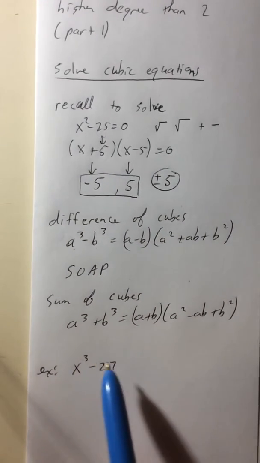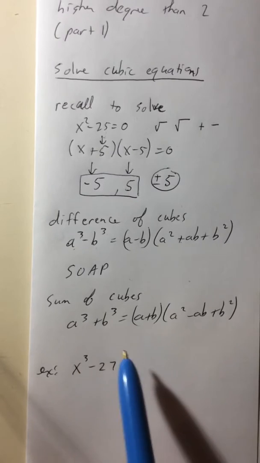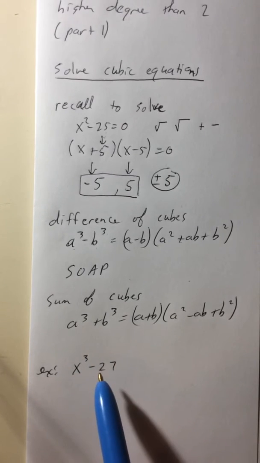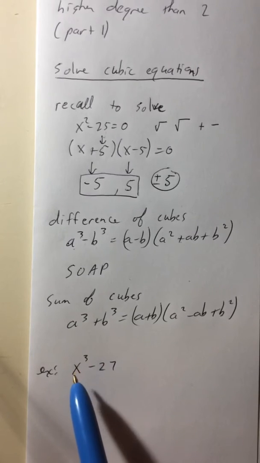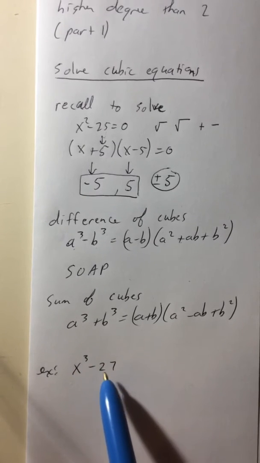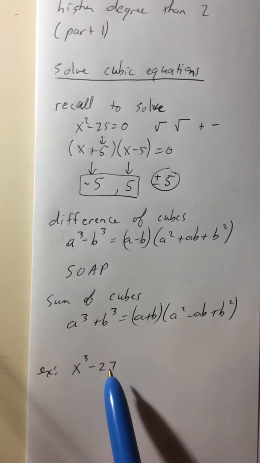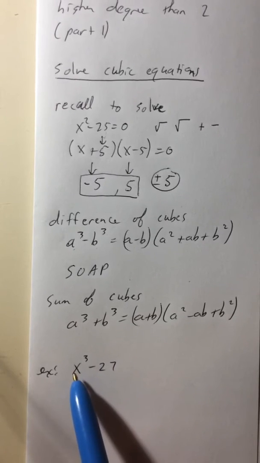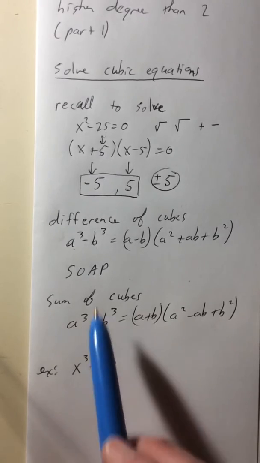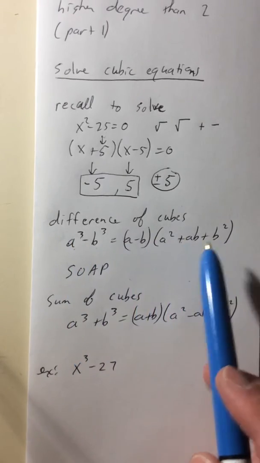So here we have x cubed minus 27. The first thing we need to do is figure out whether this is the sum or difference of cubes. Let's check it out. x cubed, well, that's obviously a cube. 27 is also obviously a cube because 3 to the third power is 27, and that's a minus sign, so this is obviously the difference of cubes. That means we get a chance to use this formula right up here.